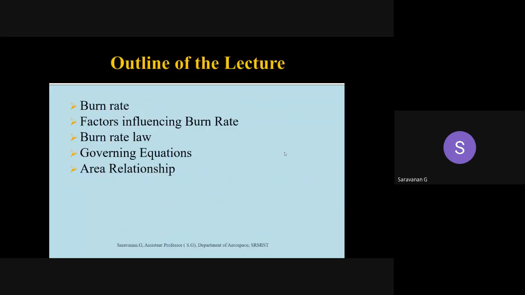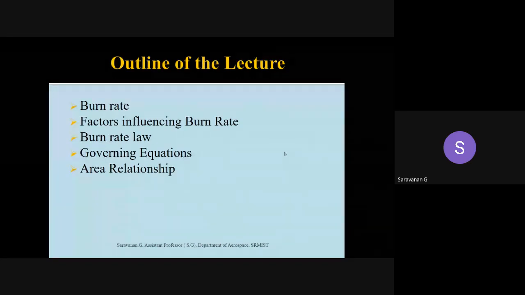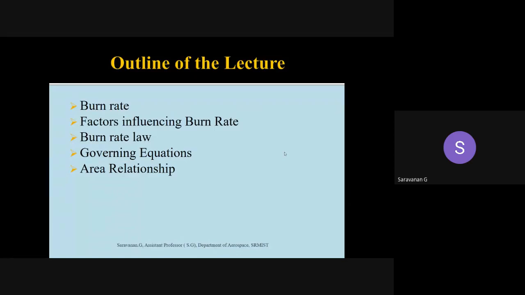Today's lecture topics: the first one is burn rate. The second is the factors influencing the burn rate. The third is the burn rate law. The fourth topic is the governing equation. And the last topic we are going to discuss today is the area relationship of your solid propellant rocket motor system.